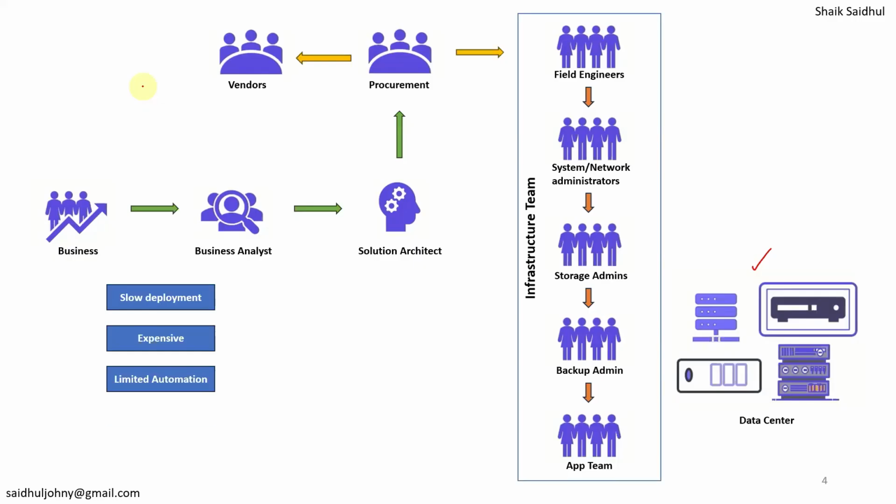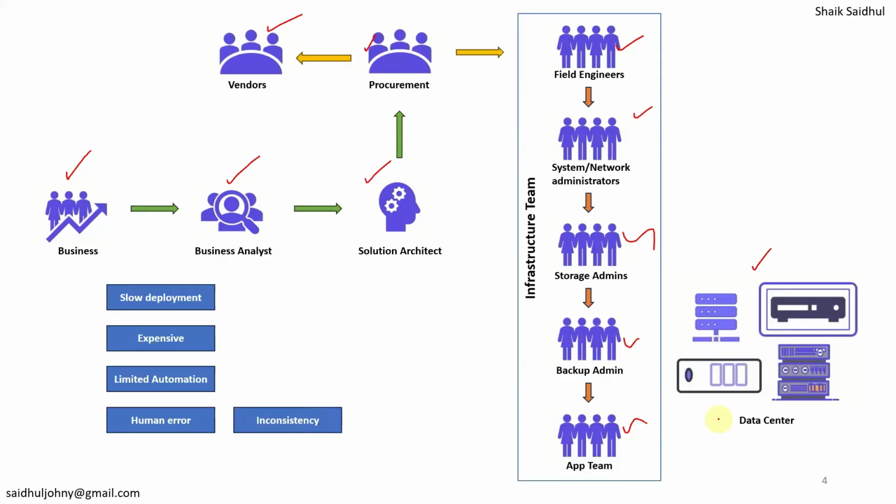Okay. And the next thing is, now you see many people working behind the scenes, 1 2 3 4 5 6 7 8 9 10. So multiple teams and multiple members are working behind the scenes on different tasks. The chances of human error are very high, which leads to inconsistency in the environment, right? With so many teams working on so many different tasks, the chances of human error are very high, which leads to inconsistency in the environment. So that is one of the major disadvantages.